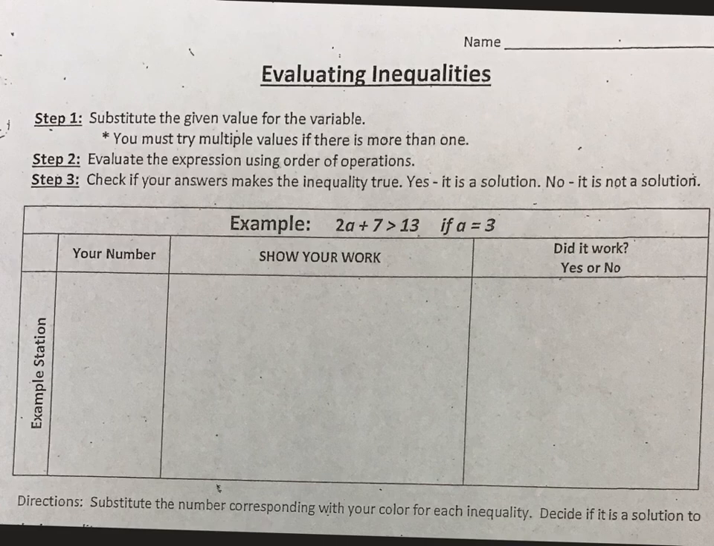Okay, so if we take a look at what they gave us, the original problem or inequality here is 2a plus 7 is greater than 13. Okay, so I'm going to write that in my box. 2a plus 7 is greater than 13. And then they gave us a value for our variable. They said if a equals 3. So we are going to take that and we're going to plug that into our inequality where a equals 3.